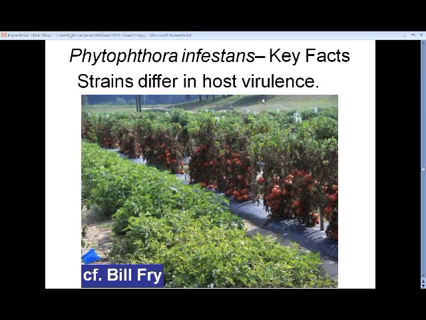Another important fact to realize is that strains can differ in their virulence. Typically, the pathogen strains that we've had really attack potato. But last year, we had strains that were very aggressive on tomato and caused very few symptoms on potato. So we had situations where a planting could be very badly hit with late blight in tomatoes, as in this picture, with potatoes adjacent nearby that had very few symptoms.